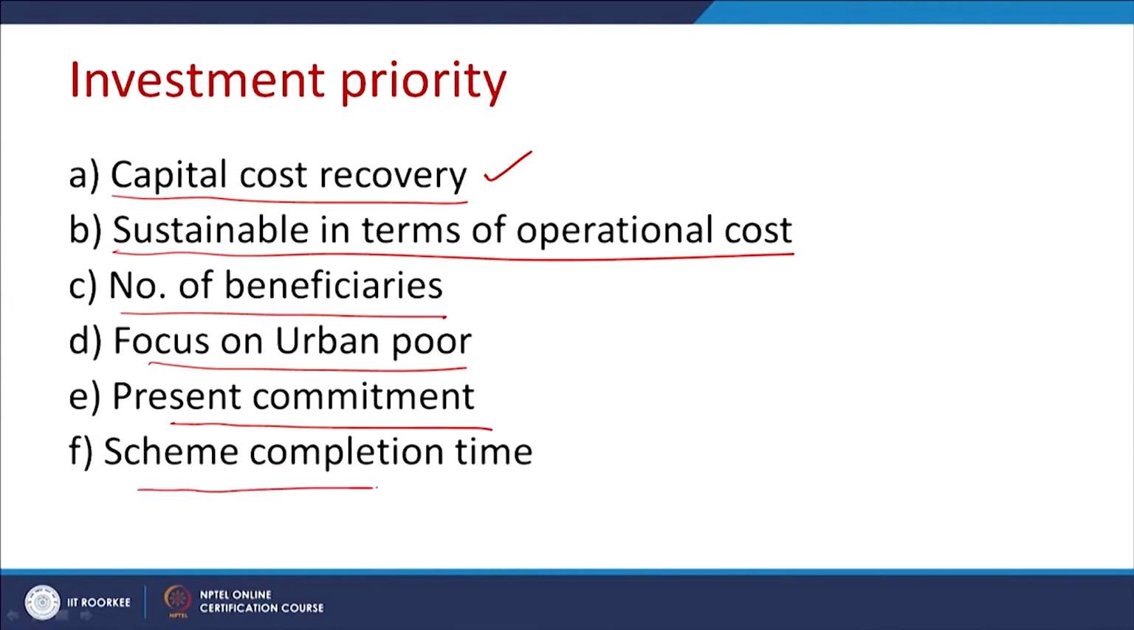Then scheme completion time. If the scheme is too long, taking 10-12 years, it is very difficult to maintain the long term investment. Rather, you can break down the scheme into various phases of 2-3 years, so that you can monitor the completion, and therefore time is a very important criterion. Ideally, 1 to 3 years is the ideal time to fix the phasing or the timing of a particular project, so that you can maintain it.